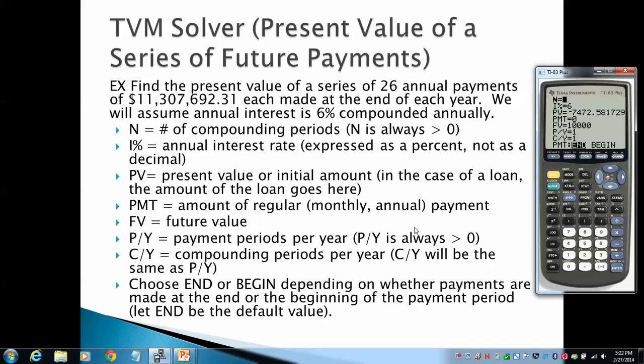FV is future value. P/Y is payment periods per year. C/Y is compounding periods per year. And we choose end or begin, depending on whether payments are made at the end or the beginning of the payment period. We're going to let end be the default value. So here's what we get.